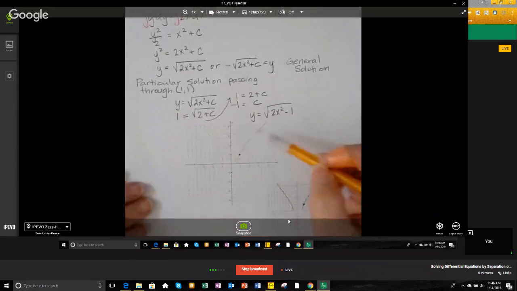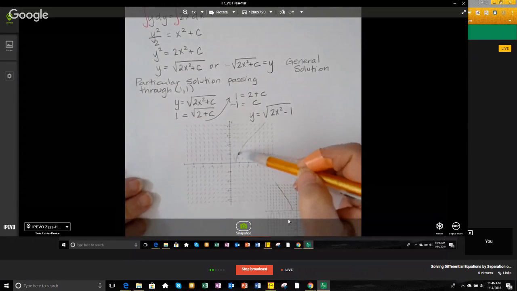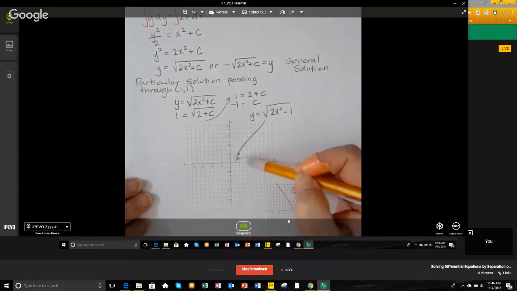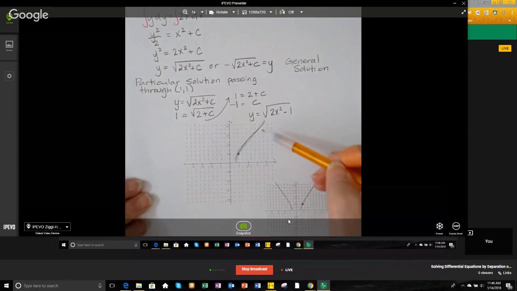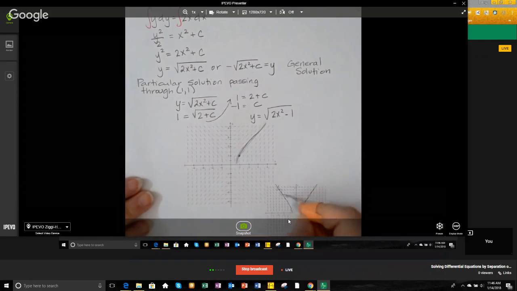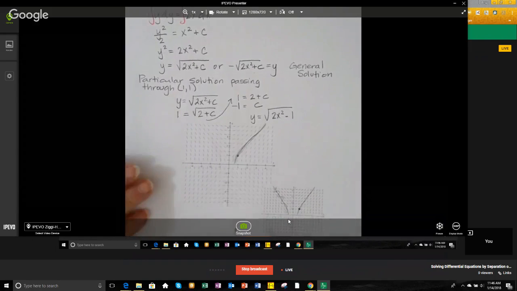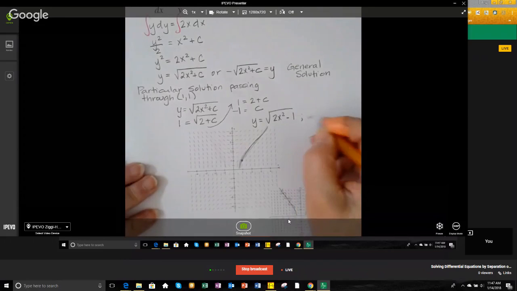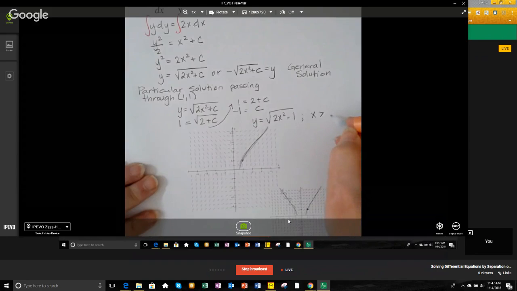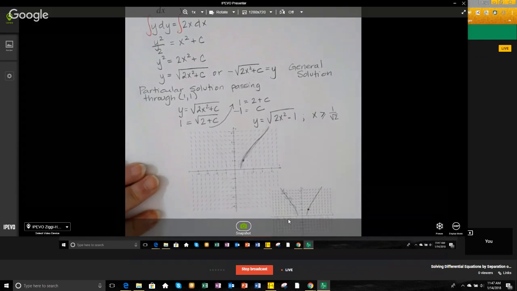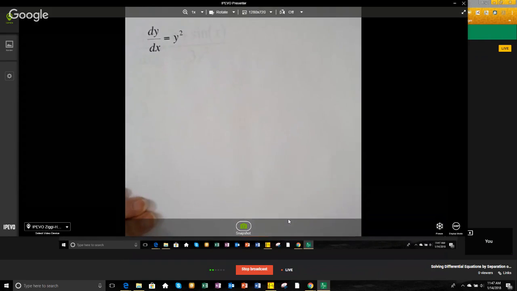Of course, I would have to only choose this branch, because for a function to be a solution to a differential equation, it has to be continuous, and clearly this is not continuous, so this would not be part of the solution. We'd have to restrict the domain, and it needs to be x greater than or equal to 1 over root 2, because 1 over root 2 will make this 0. All right, moving right along, let's do another one.